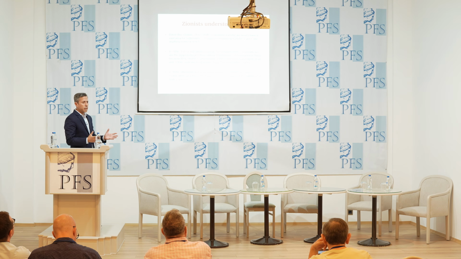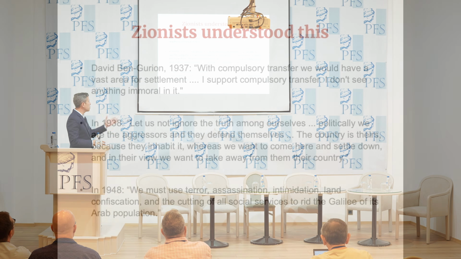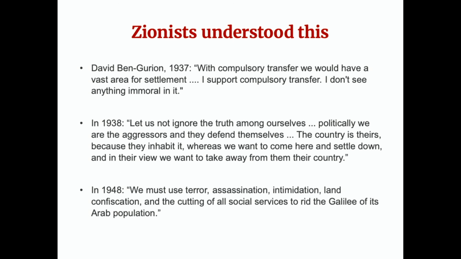But the Israelis were very clear about this. This is not going to be done easily, and we need to use a military technique for it. We're going to use terror, assassination, intimidation, land confiscation. They understood it. Ben-Gurion was saying in the second quote, the country is theirs because they inhabit it, whereas we want to come here and settle down, and we want to take away from them their country. It is very clear what is going on. The numbers show it very clearly, and this would be the same pretty much anywhere.